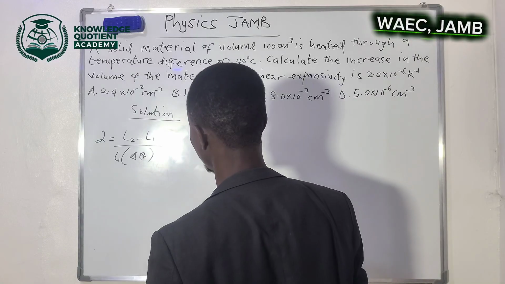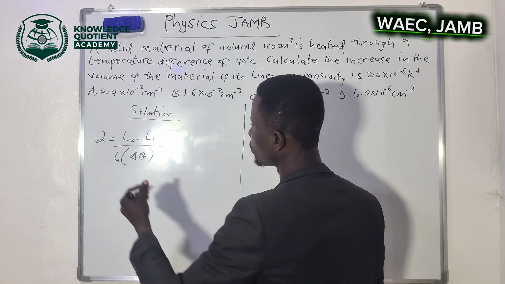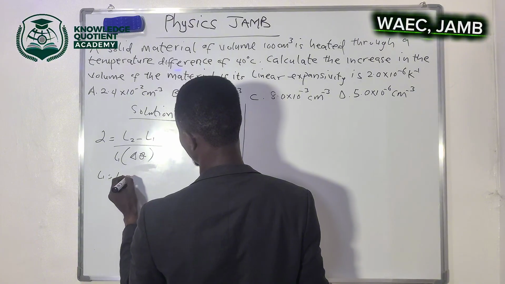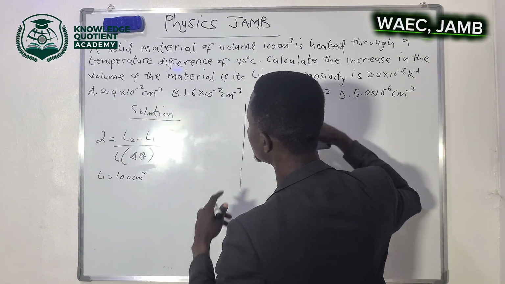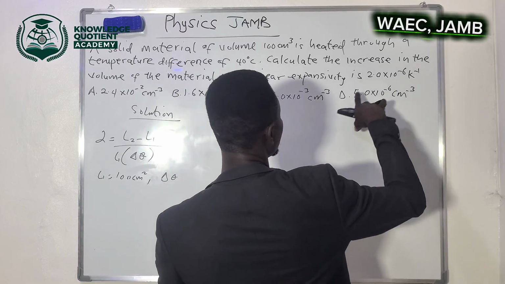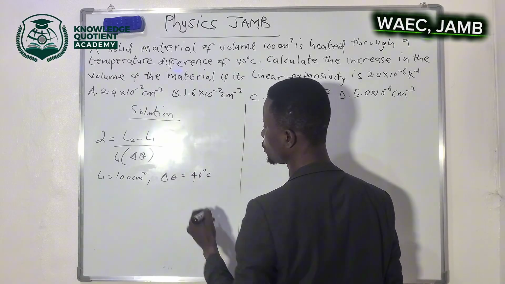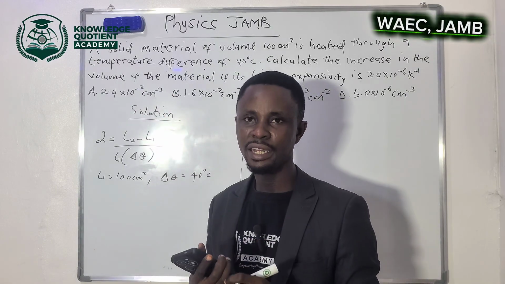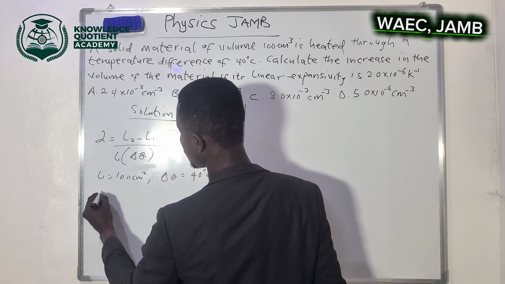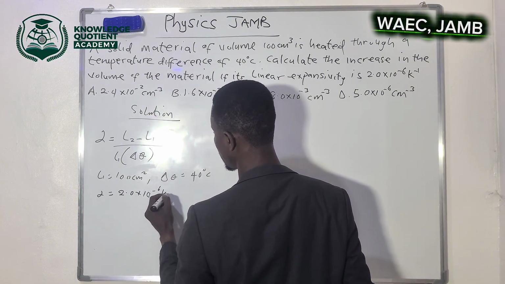So remember that the linear expansivity was given and the temperature as well. Let's write all our parameters out. The first one, V1 is equal to 100 cubic centimeters. What else was given in this question? Change in theta, that's the temperature difference, is equal to 40 degrees Celsius. But remember that the other thing given here is the linear expansivity, not the cubic expansivity. So alpha is equal to 2.0 times 10 raised to power minus 6 per K.